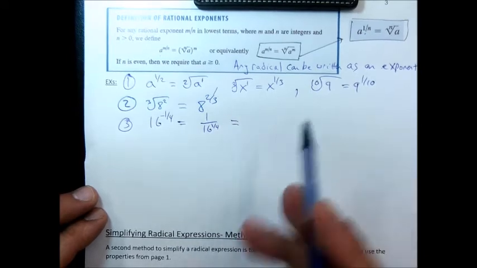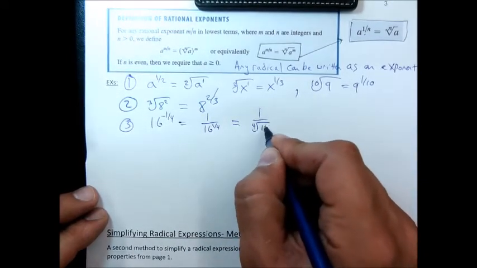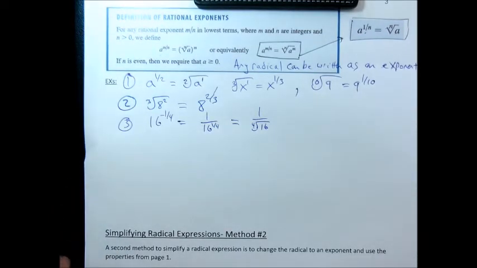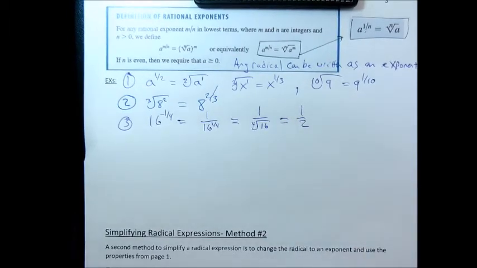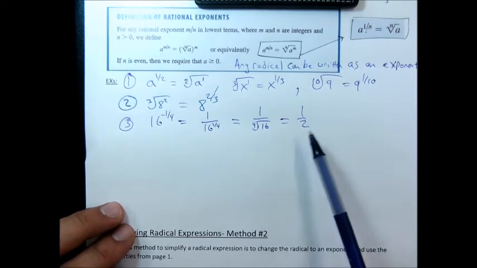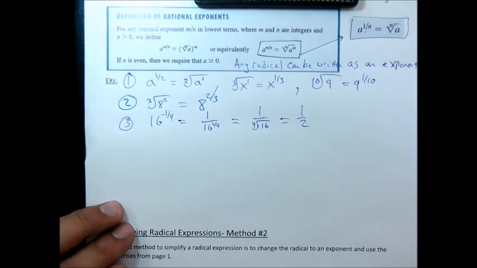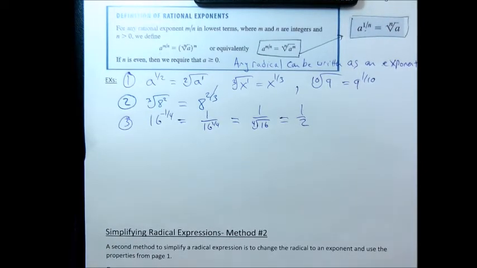And now, since it's a positive exponent, we can change it into a radical and make it the 4th root of 16. And the 4th root of 16 is a 2, so this becomes 1/2. So 16 to the minus 1/4 is the same thing as 1/2. And so if this is a homework question, it would be wanting you to enter in 1/2. Is that okay? All right.